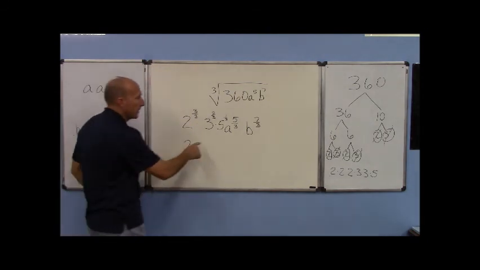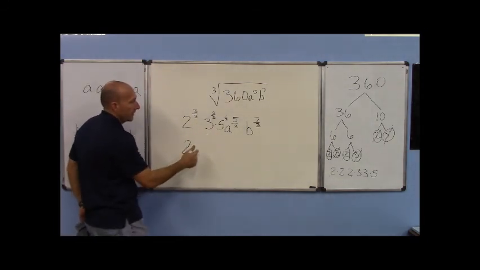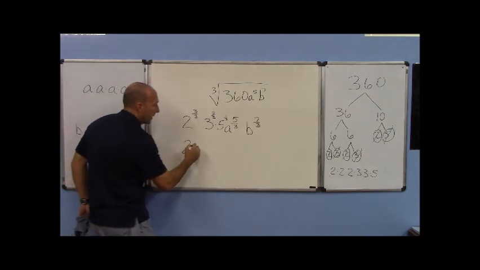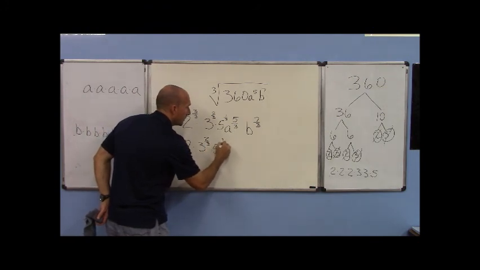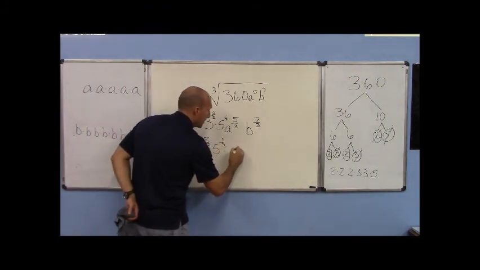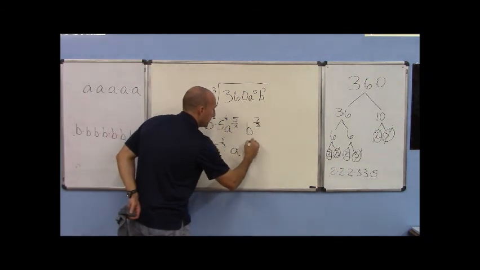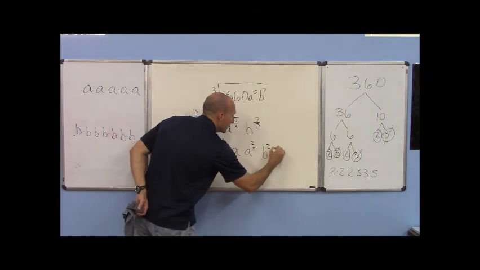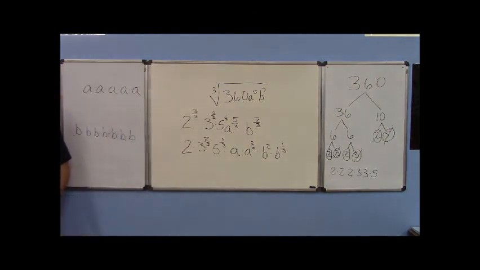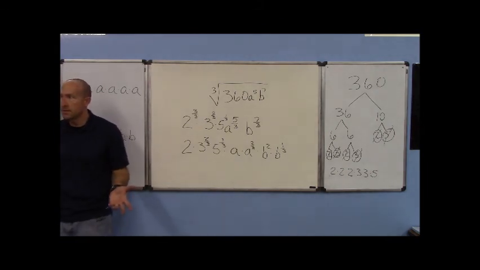Yes, you could essentially rewrite this as 2 times 3 to the 2/3, 5 to the 1/3. You could do a times a to the 2/3 times b squared times b to the 1/3. If we did it to the first one, would you have to do it to all of them? Or does it matter? Depends on what you're trying to accomplish. So yes, if you wanted to. No, if you don't need to, why do the work if it's not necessary?